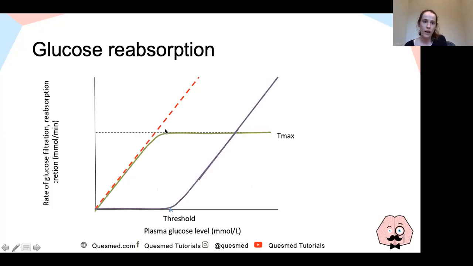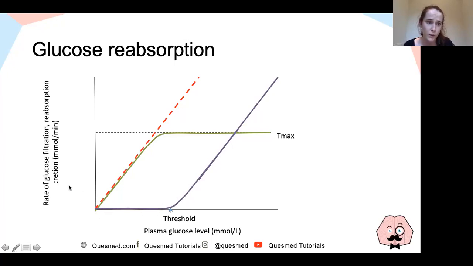Now, like I say, with glucose reabsorption, there are some nephrons which will reach their Tmax sooner than others. And that's why this part of the graph here is a slight curve, because some nephrons have reached their Tmax, whereas others still haven't yet, okay?